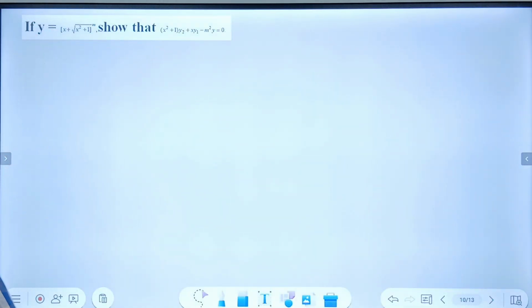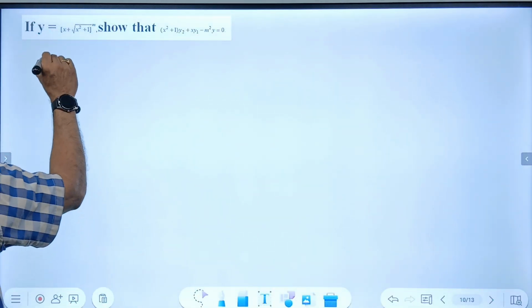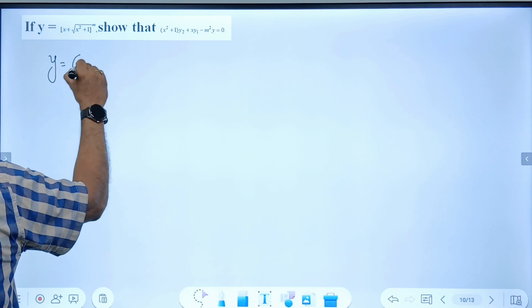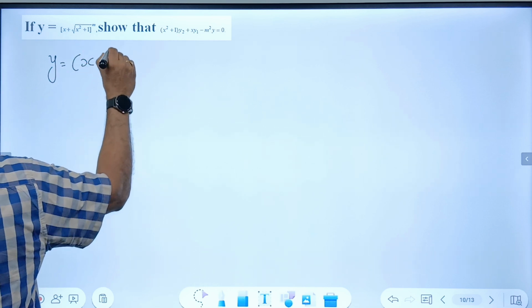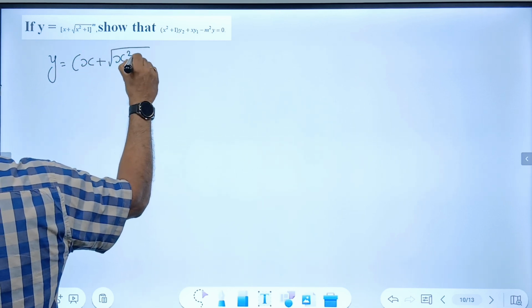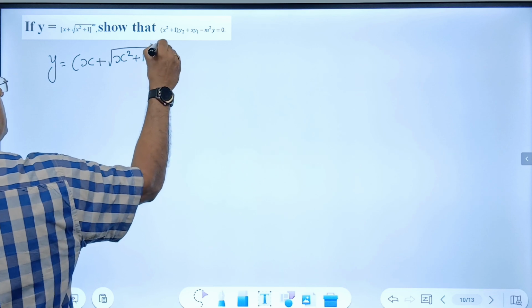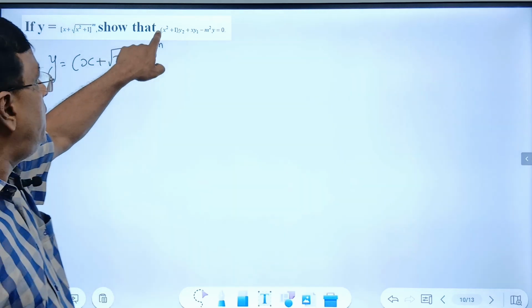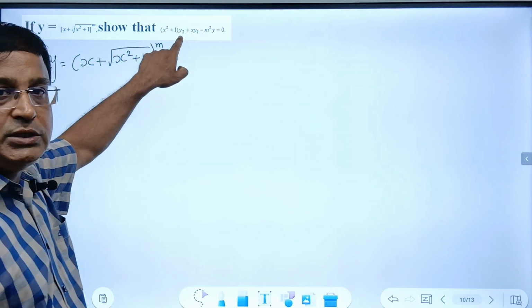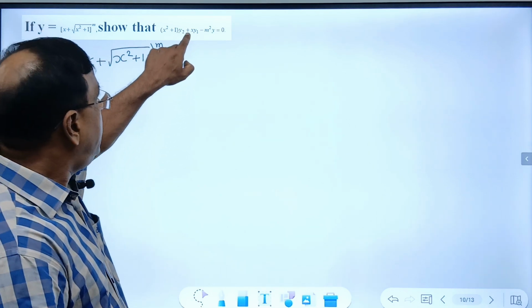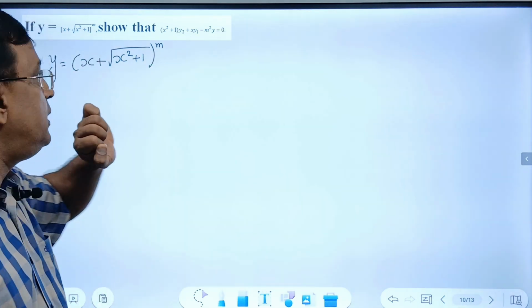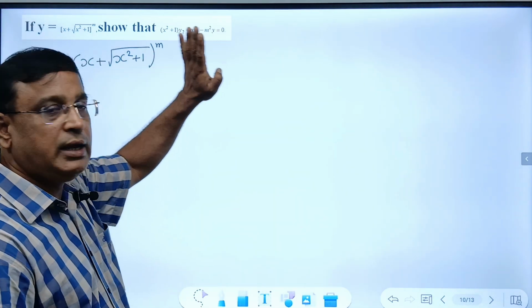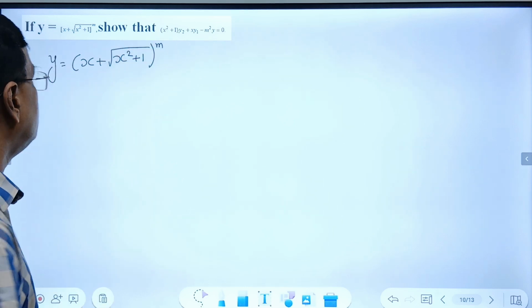Now watch this. This is something similar to the previous problem. Okay. This is y equals x plus root of x square plus 1, whole power m. And I want to prove x square plus 1 into y2, where y2 means d square y by dx square, plus x y1, where y1 means dy by dx, minus m square y equal to 0. This is what I need to prove.